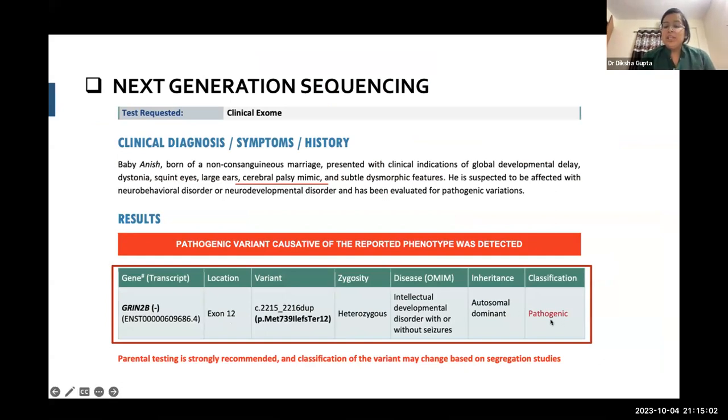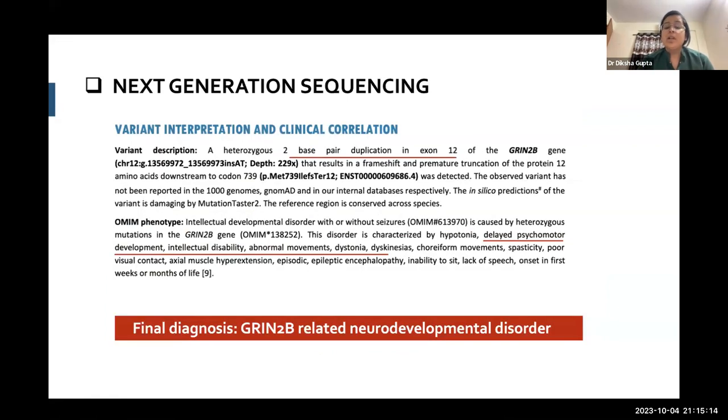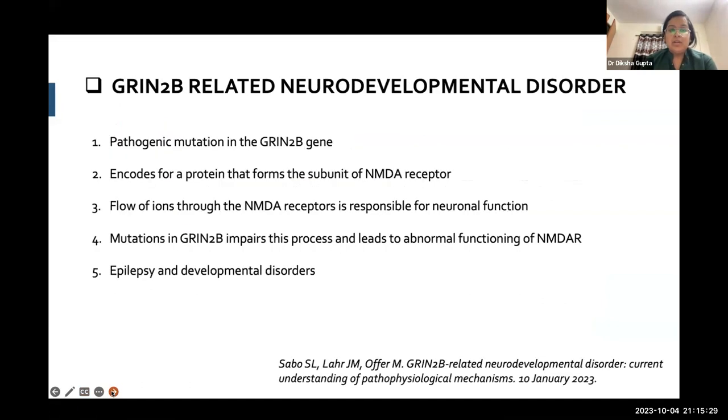Also, this was pathogenic. We did segregation studies as well, as recommended, but the parents were not affected with the same gene. So probably this child had a de novo mutation, which is most common in a case with GRIN2B related neurodevelopmental disorders. As we can see in the OMIM phenotype as well, they do say that delayed psychomotor development, abnormal movement disorders, dystonia, and dyskinesia can all be seen in these patients. So we made a final diagnosis of GRIN2B related neurodevelopmental disorders.